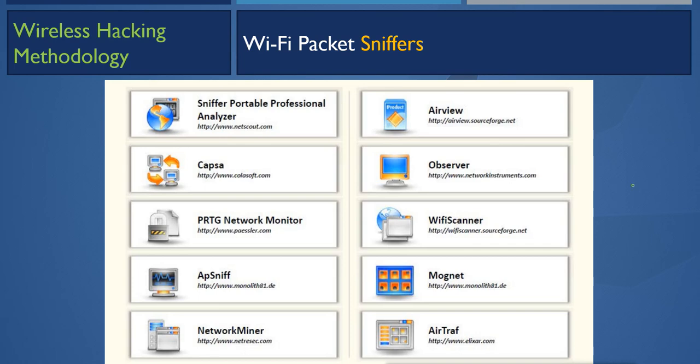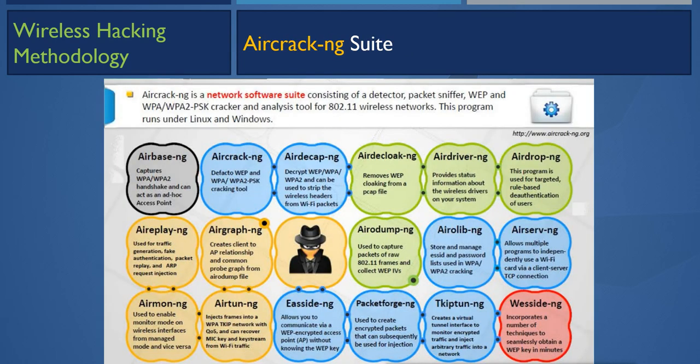Now what we have is the Aircrack-ng suite. This one is the most famous and useful one. That means this actually works. This Aircrack-ng is a network software suite consisting of a detector, packet sniffer, WEP and WPA2-PSK cracker and analysis tool for 802.11 wireless networks. This program runs under Linux and Windows both. So this tool has everything. If you want to do the analysis, the sniffing, or the cracking, it can do everything. It has all the available tools for it.